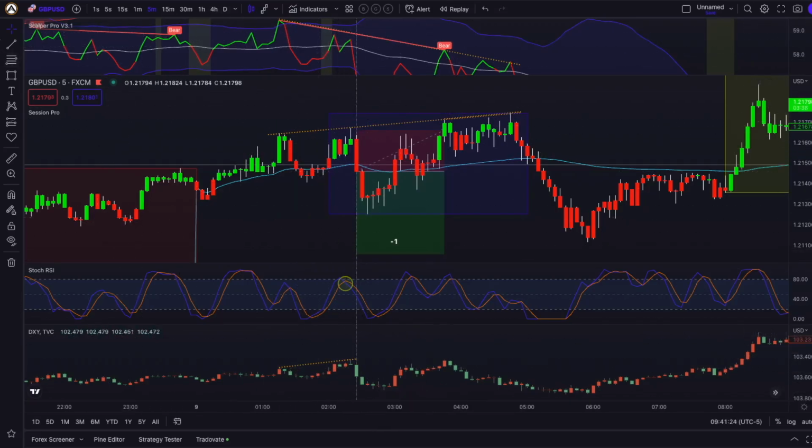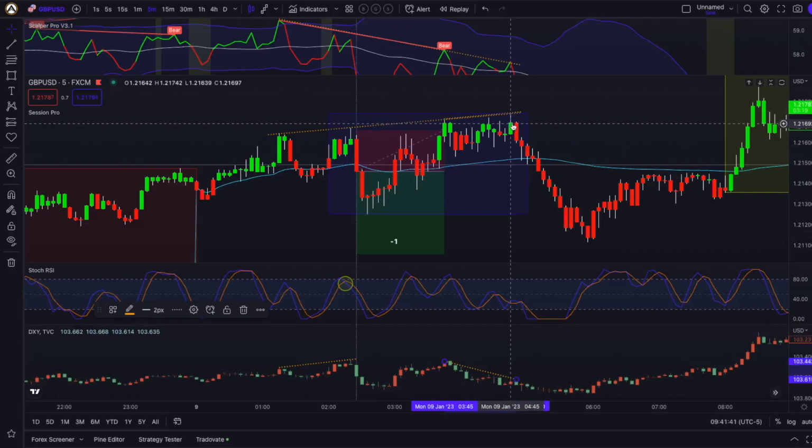Now if we also bring the US dollar index, the DXY, into this equation, we now see that from this high right here, corresponding on the DXY, we also continued making lower highs all the way up to this point right here. So what's your bias now?